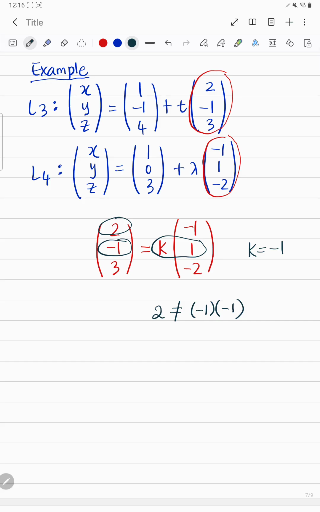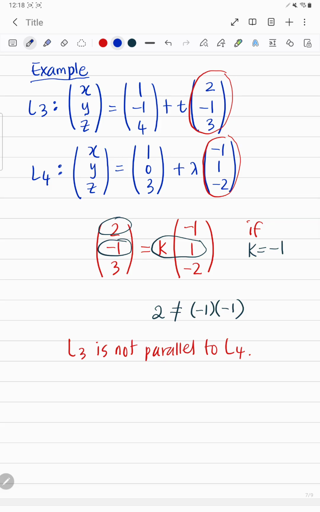So therefore we can never find a k value where the direction vector of line 3 equals k times the direction vector of line 4. So because of that, line 3 is not parallel to line 4. If line 3 and line 4 are not parallel, we can also dismiss the possibility of coincidence.